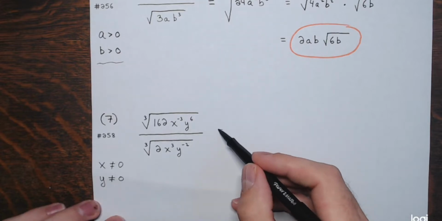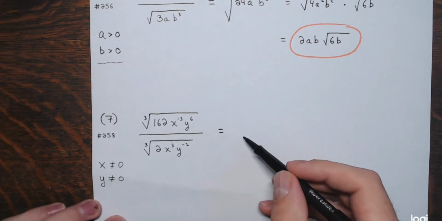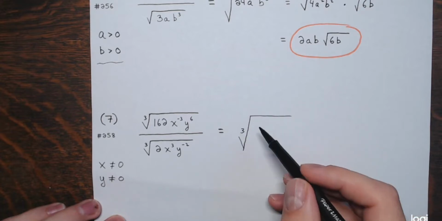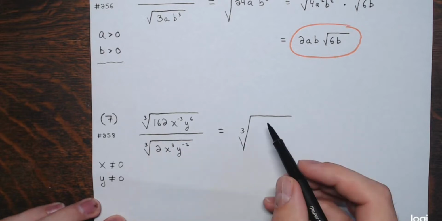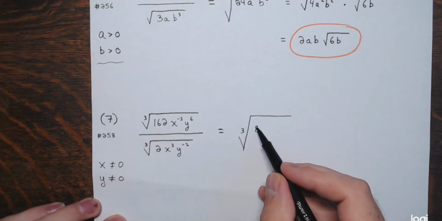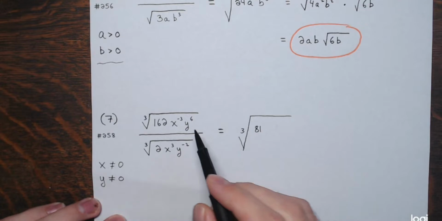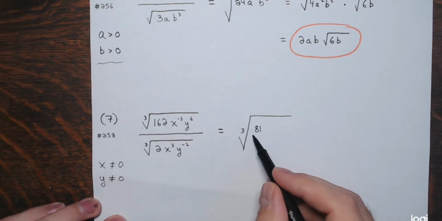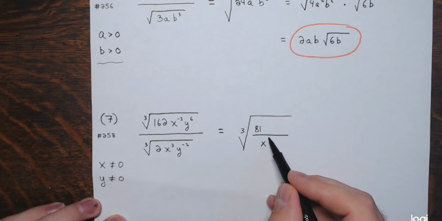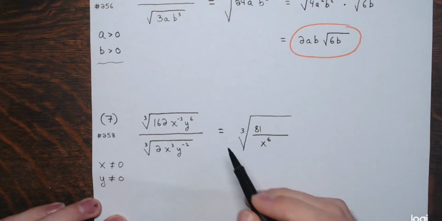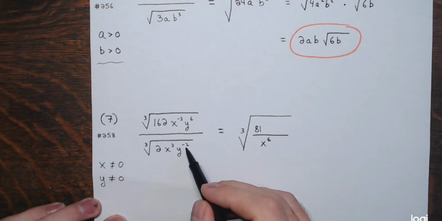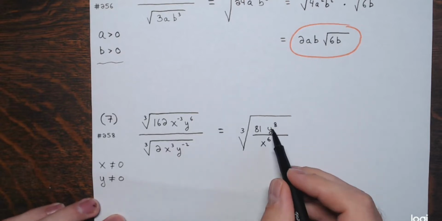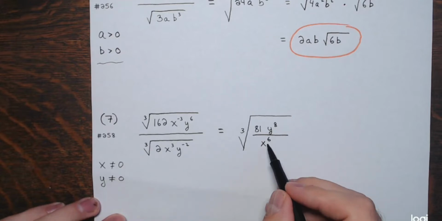Alright, so as long as x is not 0 and y is not 0, we can continue and use the quotient property. And 162 divided by 2 is 81. Then x to the negative 3 over x to the 3 would end up being x to the 6th in the denominator. Right. And then y to the 6th over y to the negative 2nd would be y to the 8th in the numerator. So I have 81 y to the 8th over x to the 6th.